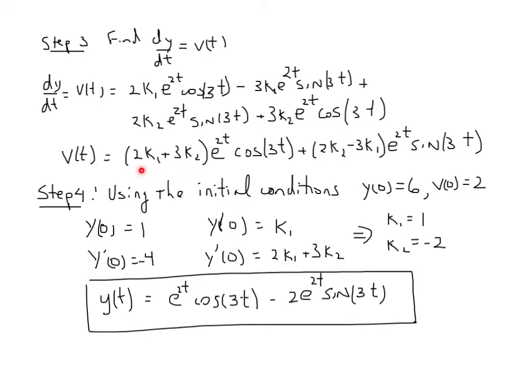Here's the velocity function. 2 times k1 is a 2, minus 3 times k2. I better check that. Hold on. No, I'm correct. My initial conditions are 1 and minus 4, so at time 0, if k1 is a 1 and k2 is a minus 2, I get a 2 minus 6, which gives me my negative 4. So this is correct, and this is correct, and this is our solution of our initial value problem.